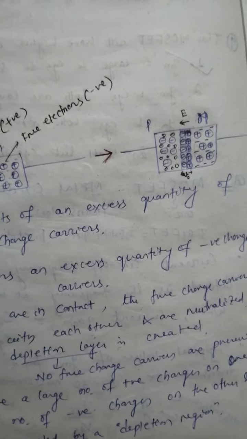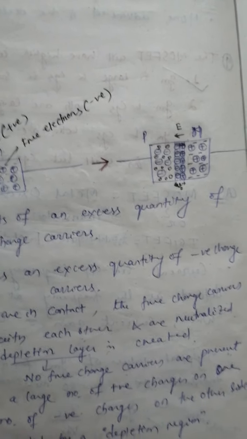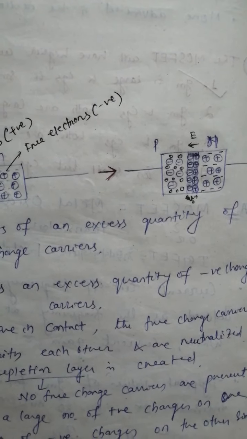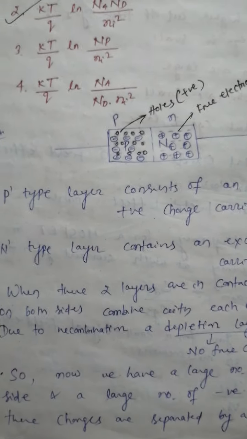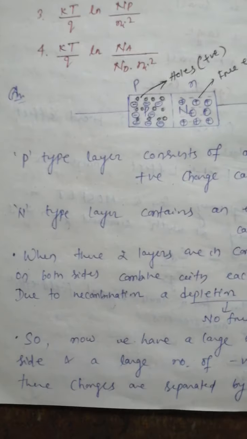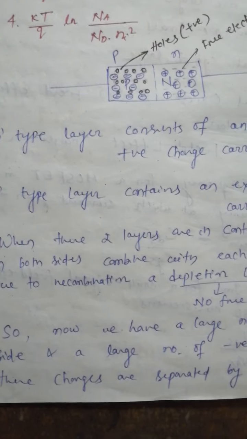And in the depletion layer, no free charge carriers are present. In the depletion region, only bound charge carriers are present. Now we have a large number of positive charges on the n side, and a large number of negative charges on the other side. These charges are supported by a depletion region.